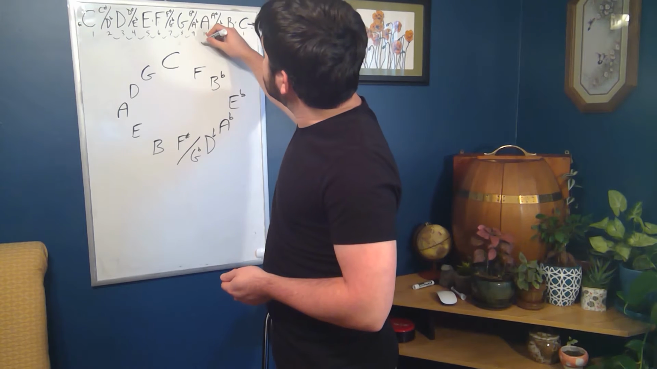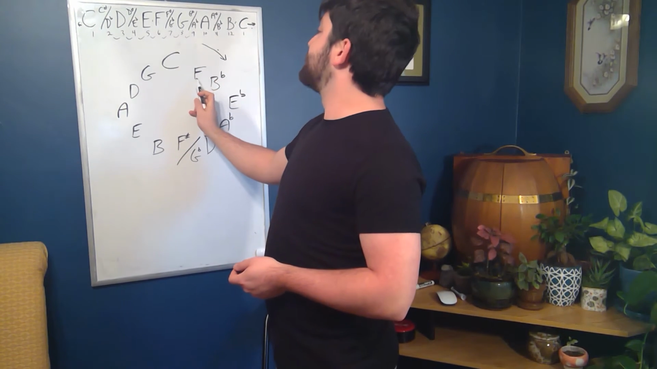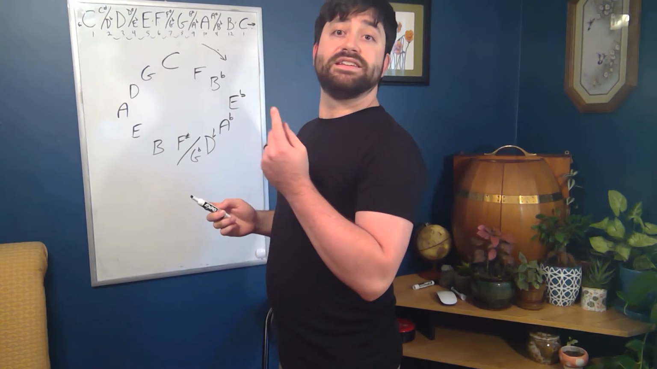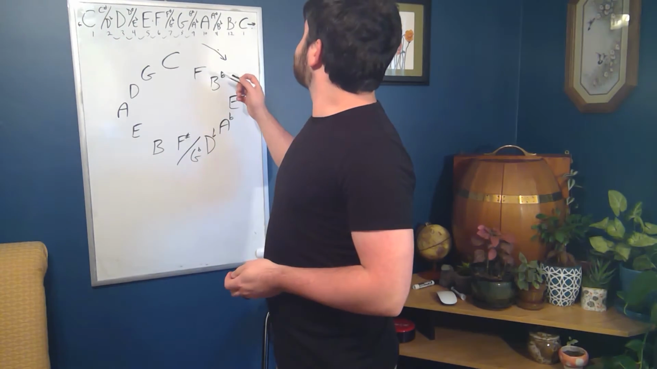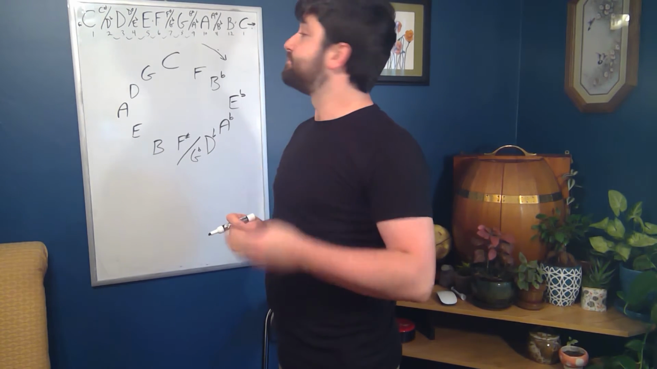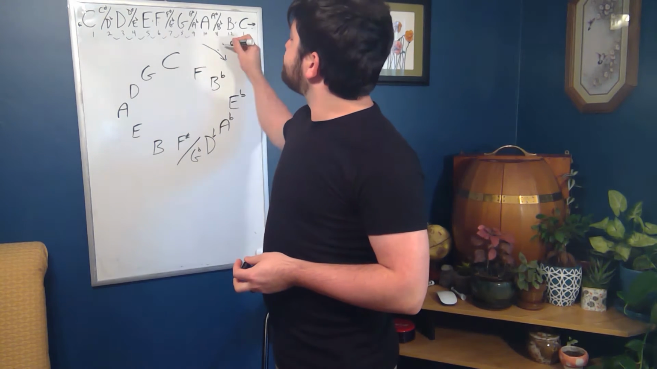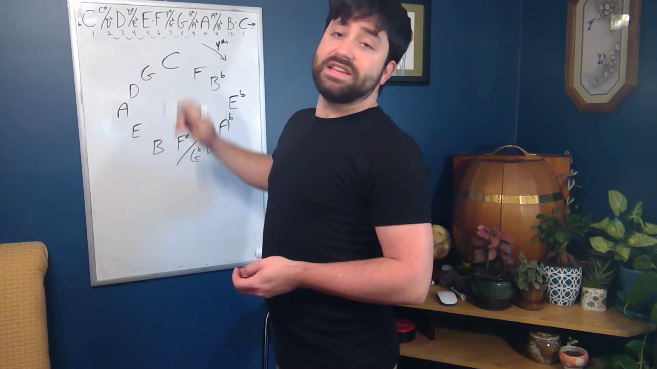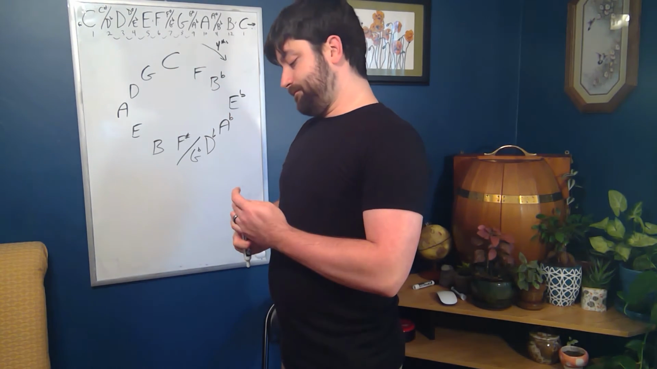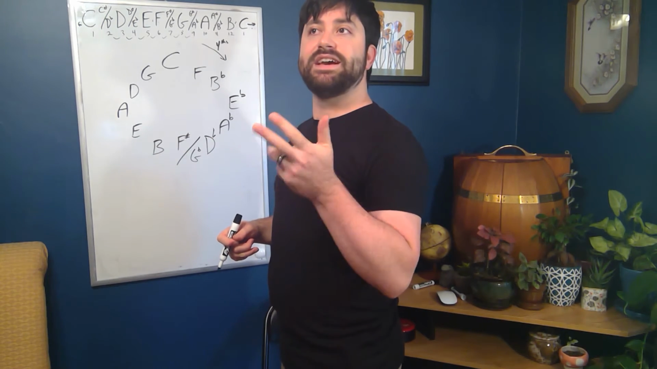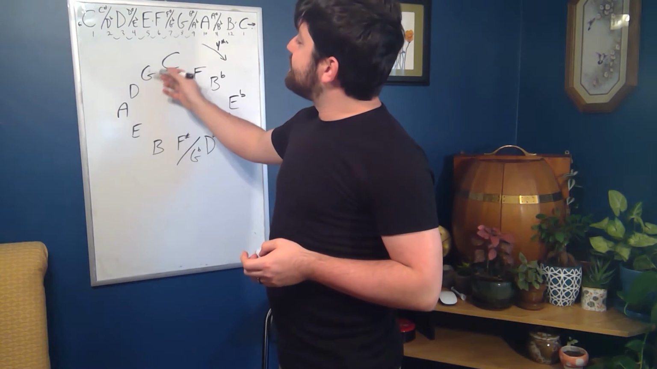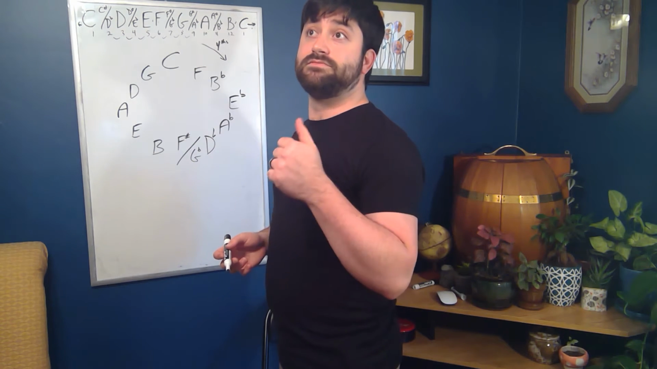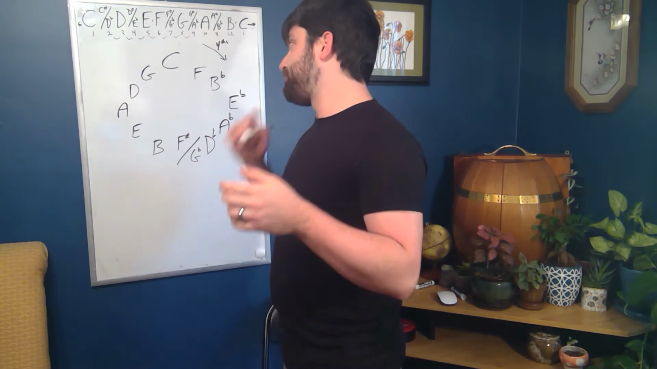This is called the circle of fourths, or the circle of fifths, depending on which way you're going. If you go this way, it's fourths. F is the fourth of C. C, D, E, F. B flat is the fourth of F. F, G, A, B flat, right? Going the other way, we have fifths. G is the fifth of C, right? C, D, E, F, G. D is the fifth of G. G, A, B, C, D.